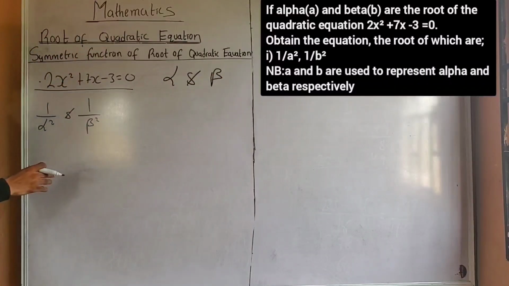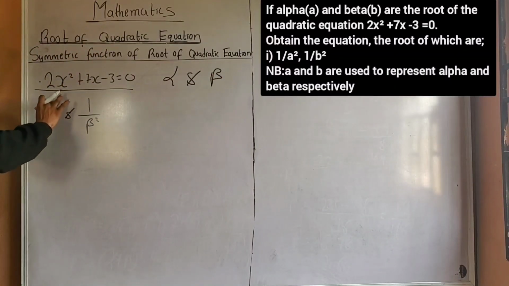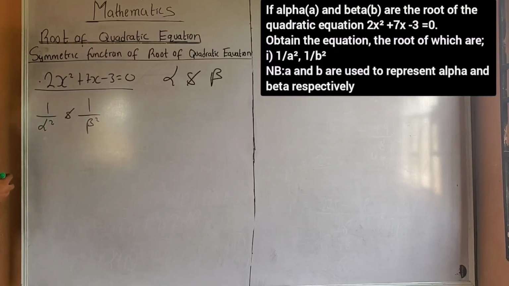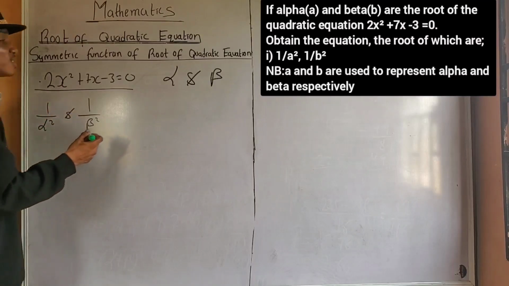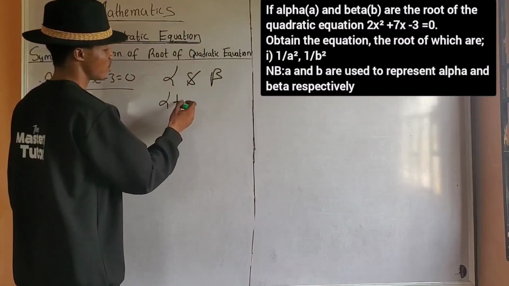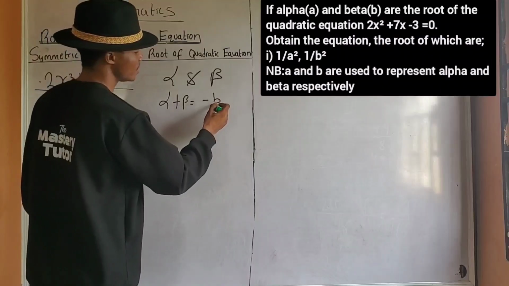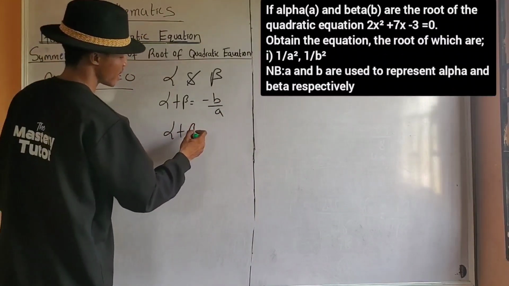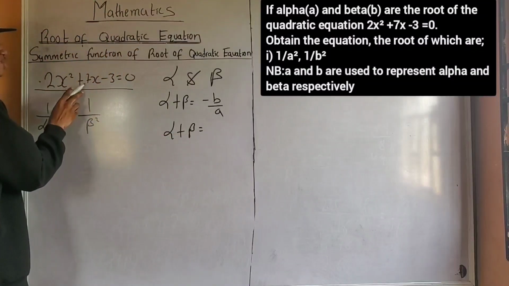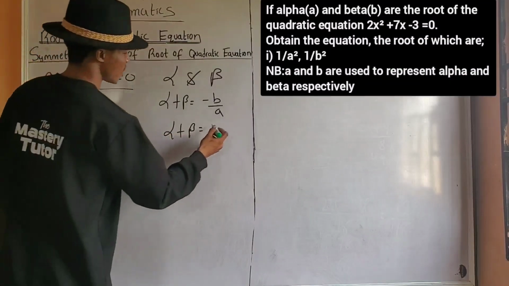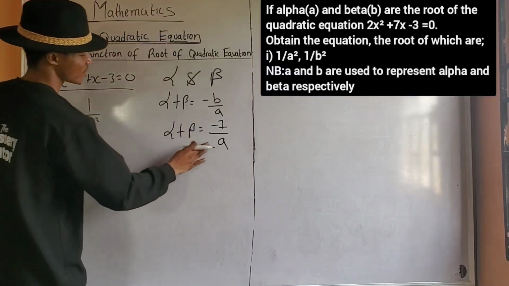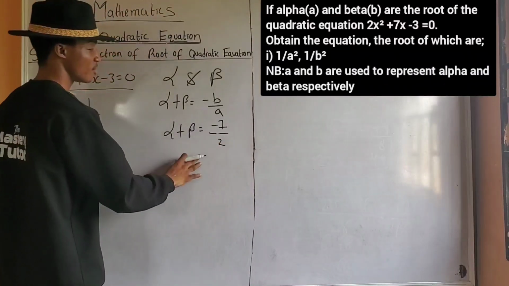Now we are asked to find the equation whose roots are 1 over alpha squared and 1 over beta squared. The first step is to find the sum of roots and the product of roots. Sum of roots, alpha plus beta, equals what? Minus b over a, right? Don't forget that b is 7. So I'm going to have minus 7 all over a. A is 2. So I'm going to have minus 7 over 2, which is the sum of the roots.